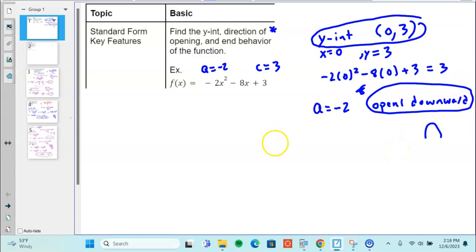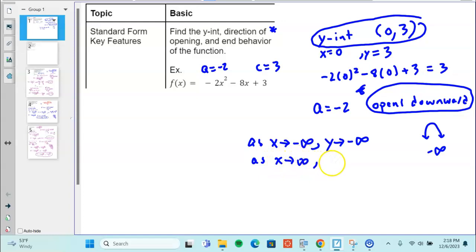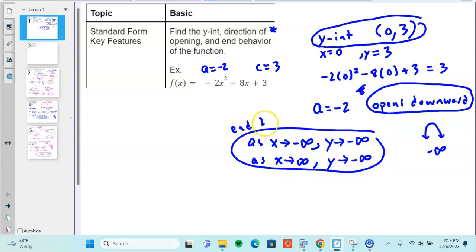And the last thing is the end behavior. Well, look, because it opens downward, on both the left end and the right end, the y values are going to -infinity. So as x goes to -infinity, in other words, as we follow that graph to the left, the y values are going down forever. As we go to the right, in other words, as x goes to infinity, the y values are going to -infinity on that right end as well because they're both going down. So there's our end behavior.